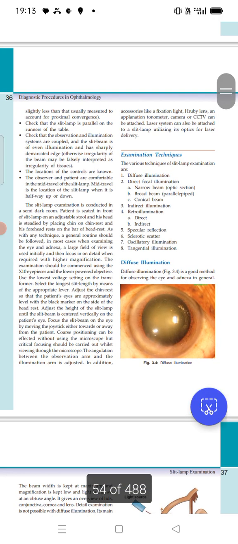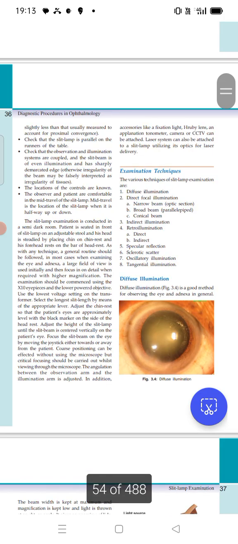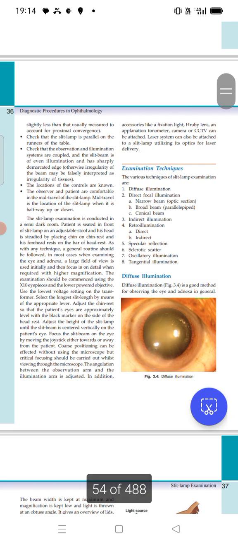The very important thing is the direct focal illumination. Why is it called direct? Because the light falls directly on the object to be seen. Suppose you want to see a part of the cornea or a part of the eye, the light falls directly on that part. So that is the reason it is called direct focal illumination. It is of three types: the narrow beam, the broad beam, and the conical beam.